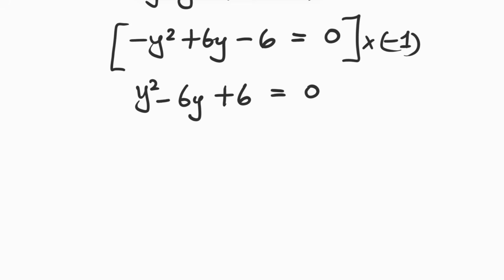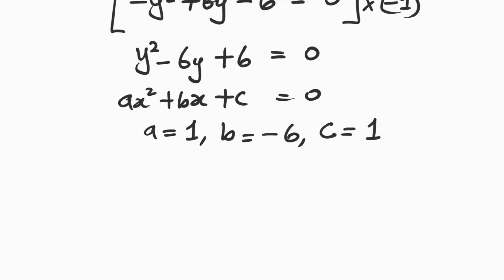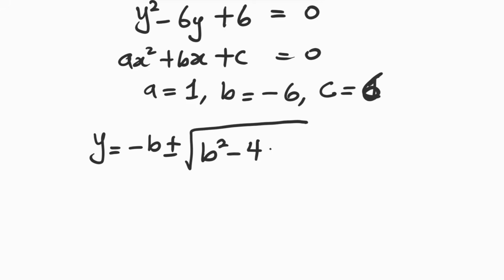Now, this equation is in the form of ax squared plus bx plus c equals 0, where our a is equal to 1, our b is equal to minus 6, and our c is equal to 6. So our formula states that y is equal to minus b plus or minus the square root of b squared minus 4ac, all divided by 2a.